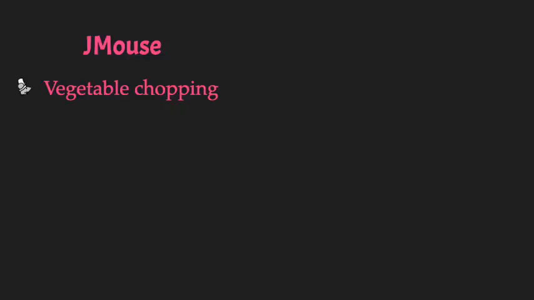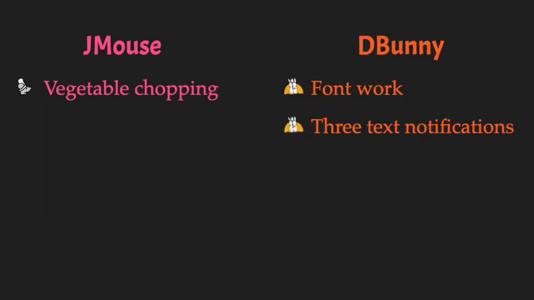All right, so to again just ground you: J Mouse is chopping vegetables, D Bunny is doing some font work in the background and does get three text notifications, and then there is a bird that has a flight right past the window.